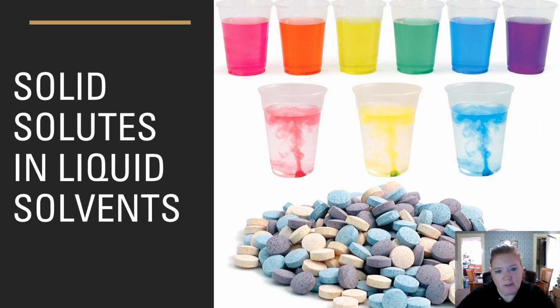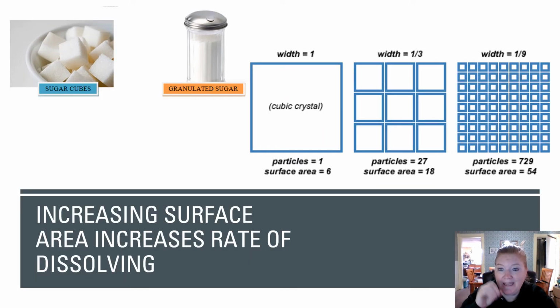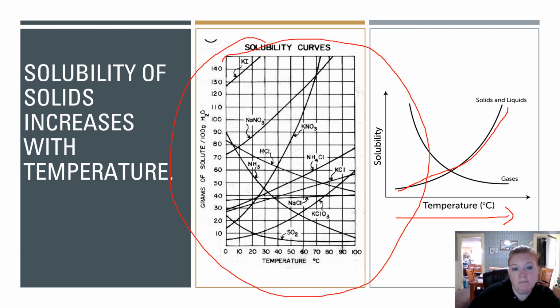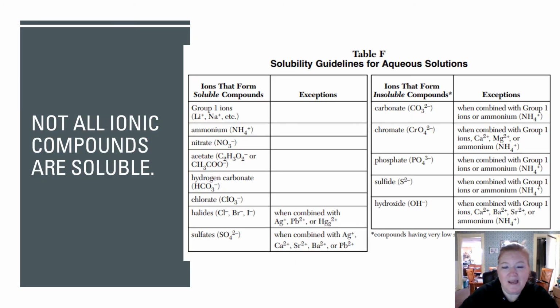What about solid solutes in liquid solvents? Okay, remember this one from back? If I increase the surface area, meaning use little pieces, I can increase the rate of dissolving. Solubility of solids in general is going to increase with temperature. So as the temperature increases, the solubility increases. So in this solubility graph, this chart right here, most of the things are solids because you can see, look, solubility increasing as temperature is increasing. Now, not all ionic compounds are soluble, but even when they're insoluble, according to this chart, a little bit is going to dissolve still.